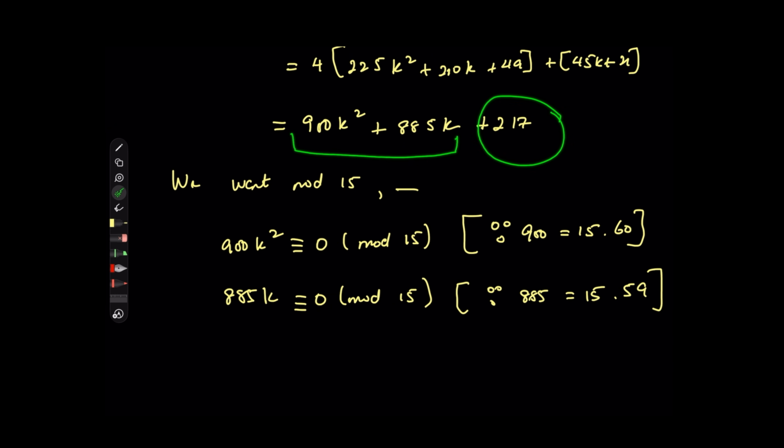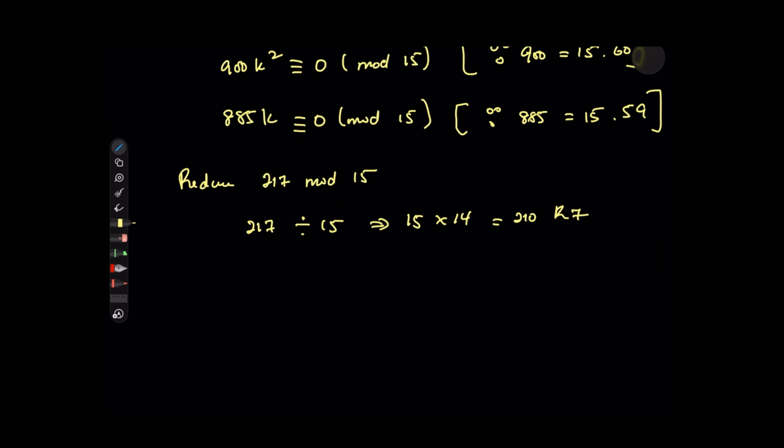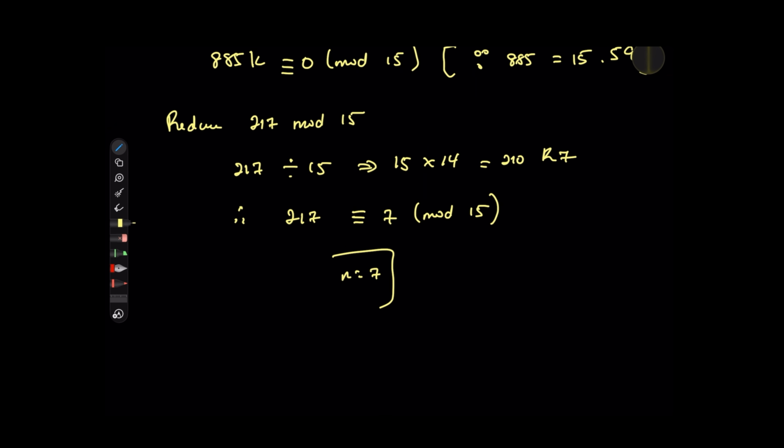So just this one, but we already did that from before in the first method, right? So we just reduce 217 to mod 15. So that will give me 217 divided by 15 like before, which is 15 by 14, which was 210 with a remainder of 7. So therefore, once again, the 217 is congruent to 7 mod 15. Okay, so n will be equal to 7, just like before. So any method that you choose will give you the same answer.